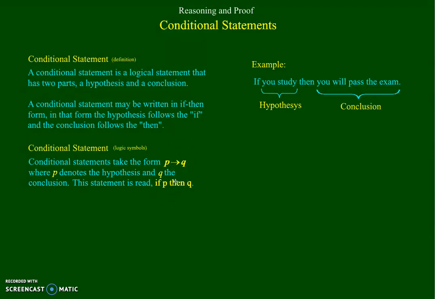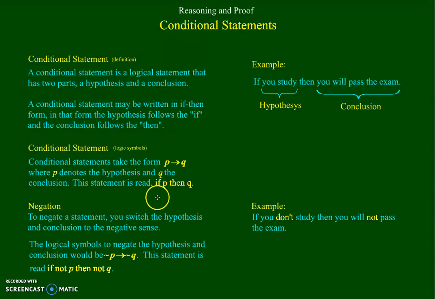And so this is how we're going to look at our conditional statements from this point forward. Now, one of the first things we're going to need to know about is the idea of negation, to negate a conditional statement. So let's take a look at negation. To negate a statement means we basically take the negative of that statement.